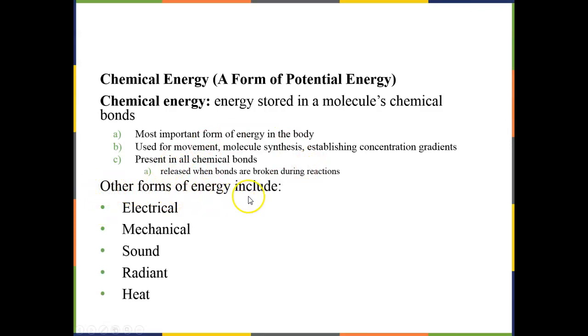So other forms of energy that we also use: electrical energy, and electrical impulses, which are what our nervous system uses. Mechanical energy, so motion, which our muscular system uses. Sound energy, again, nervous system for hearing. Radiant energy, nervous system for seeing. And then heat is the byproduct of the conversion of energy from one form to another.